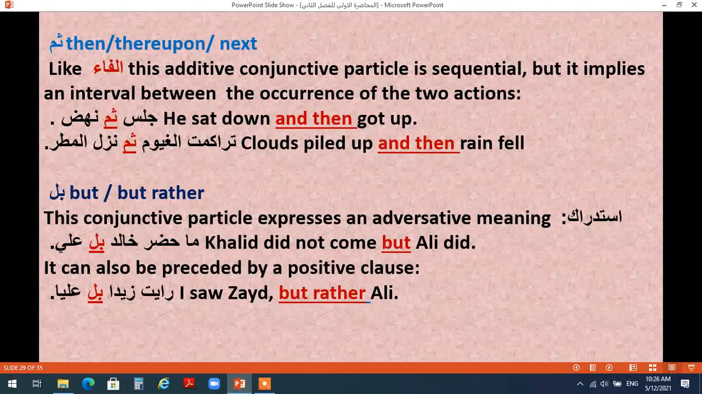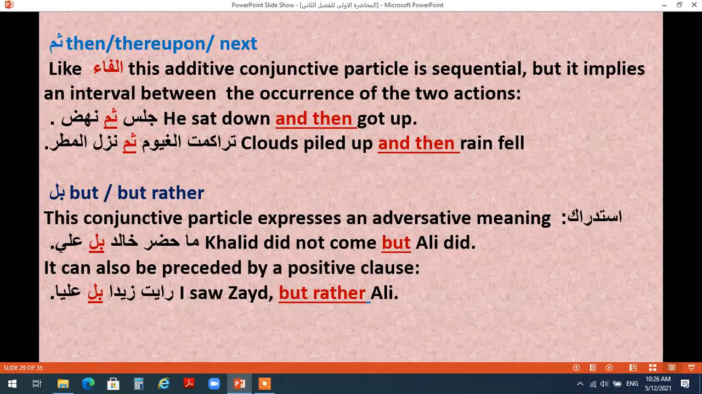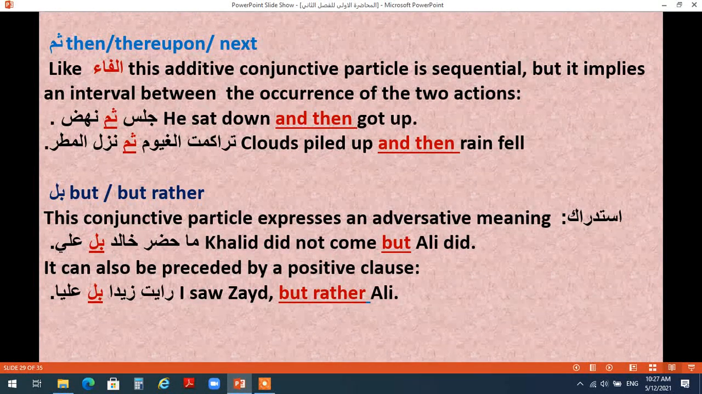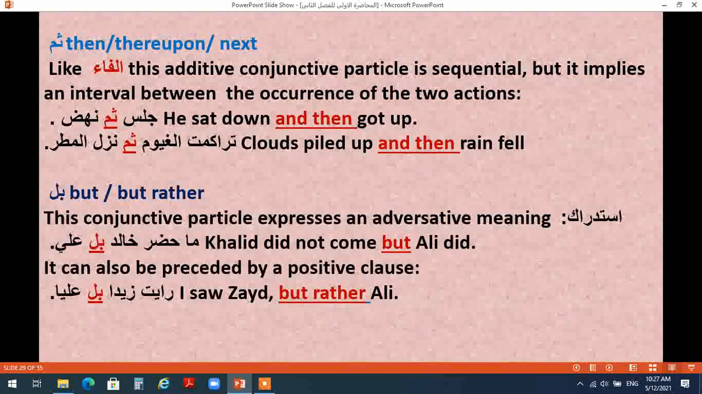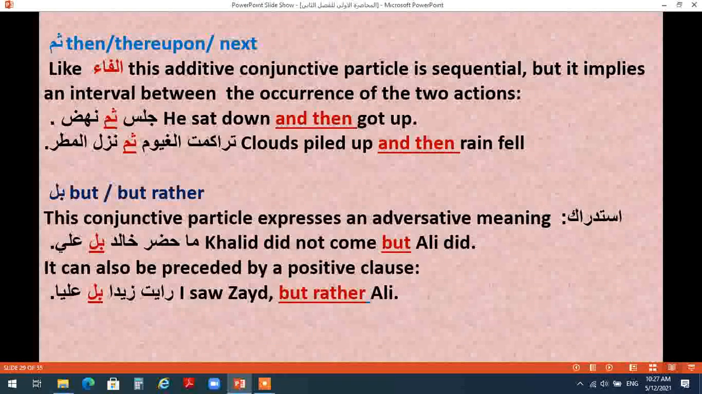For example جلس ثم نهض، يعني جلس خلينا نقول لفترة معينة بعد ذلك نهض، هاي الفترة الزمنية نعبر عنها باستخدام ثم. He sat down and then got up. or تراكمت الغيوم ثم نزل المطر. Clouds piled up and then rain fell. إذا لدينا أول شيء تراكم للغيوم، هذا طبعا يأخذ له فترة من الزمن، ثم يعقب ذلك نزول المطر.